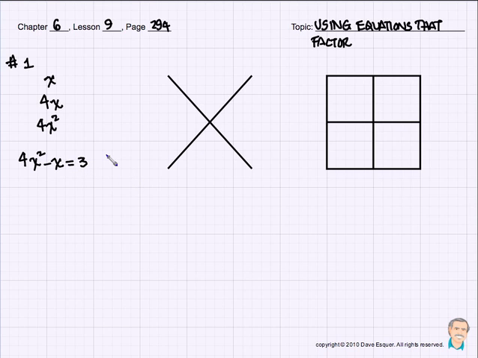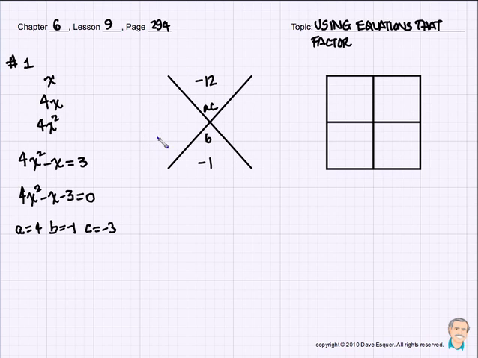Let's read the problem again. 4 times its square, 4x squared. Subtract the number, minus x, and the result is 3. So we have 4x squared minus x is equal to 3. We have 4x squared minus x minus 3 is equal to 0. Remember, these are equations. So we have a is 4, b is minus 1, and c is a negative 3. So we've got an AC, we have a b, and a times c is a negative 12, and b is a negative 1.